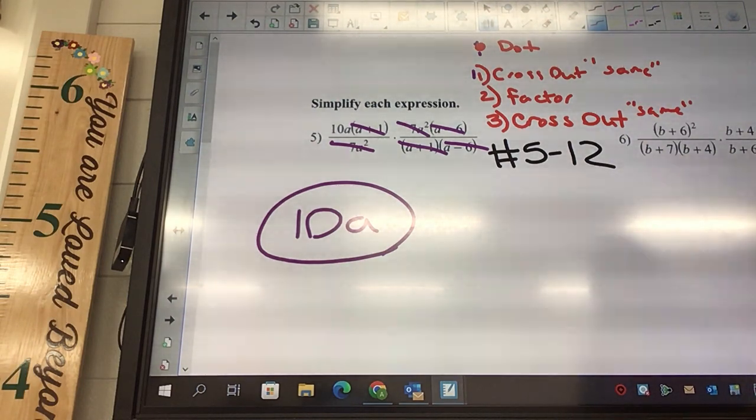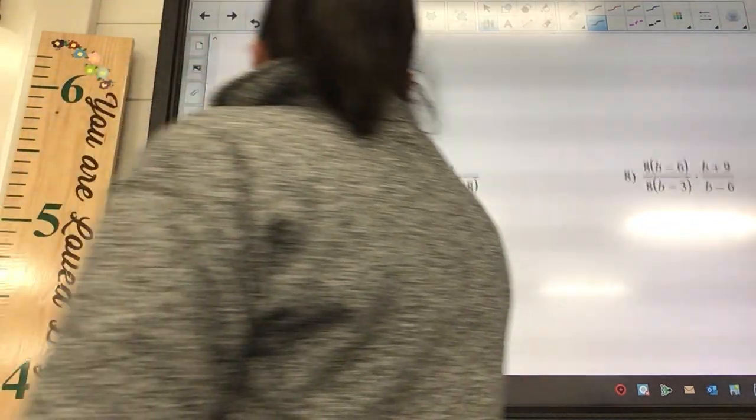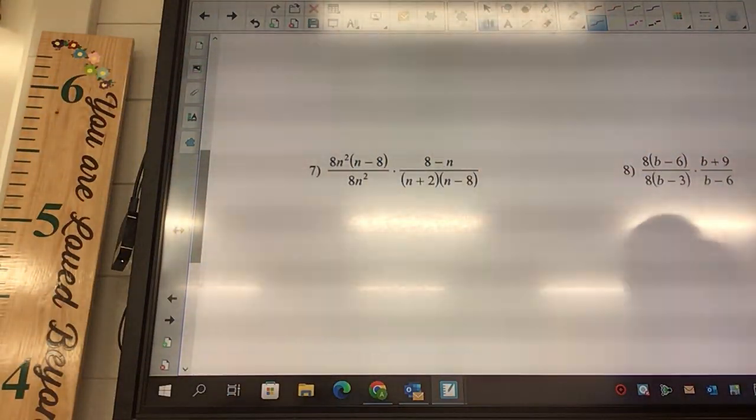But what if it has a square? That means there are two of them of the exact same thing. So you wouldn't be able to cross it out? I don't know how to wait.